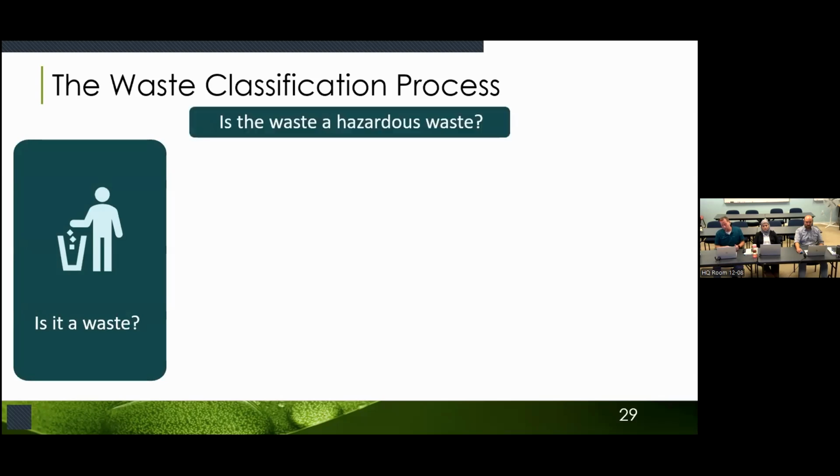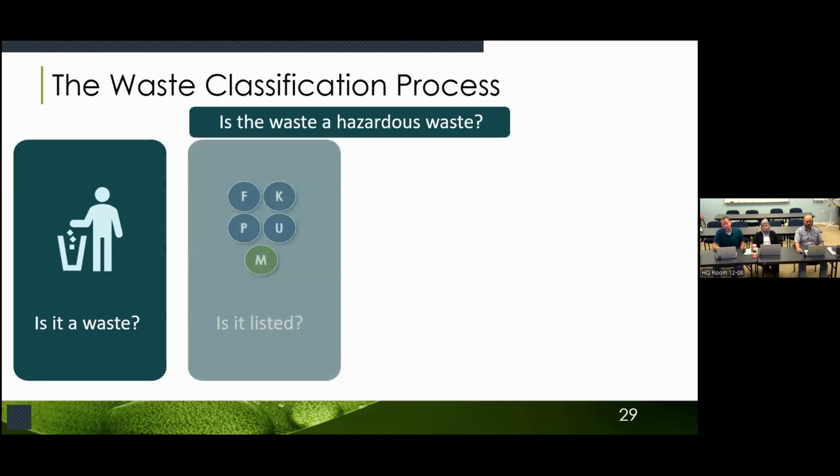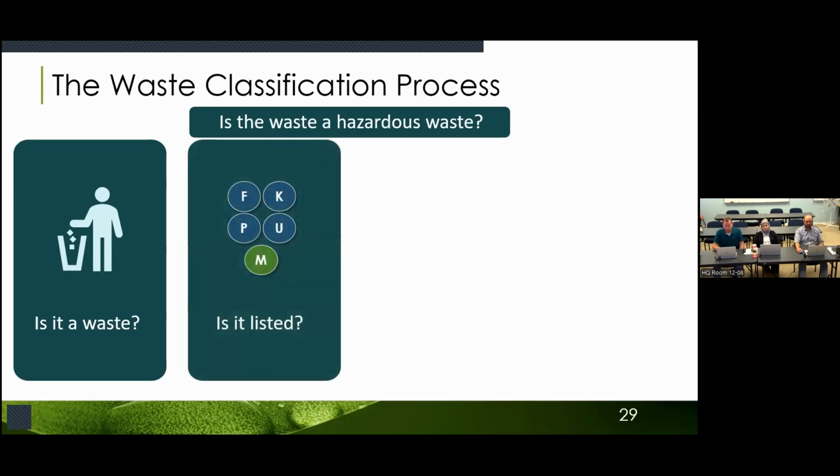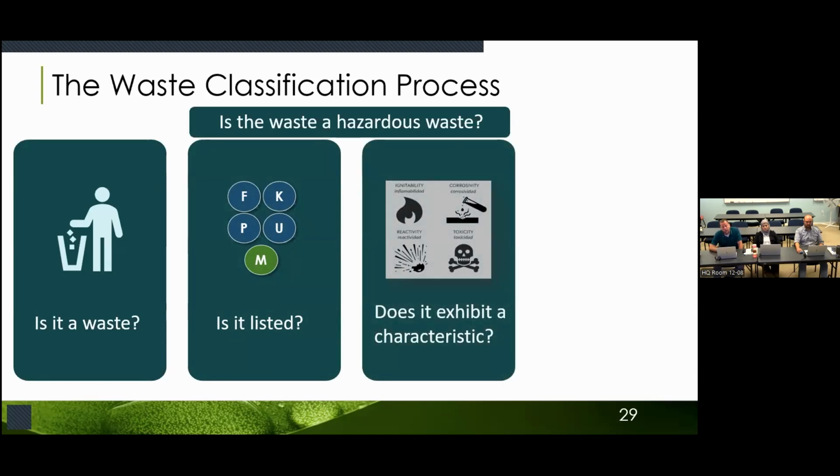If it is a waste, then the next 2 questions will reveal whether it is a hazardous waste. That's because there are 2 ways for a waste to be a hazardous waste. The first of these is if the waste is listed in any of the 4 federal lists of hazardous waste or in California's M list. And the second way is for the waste to exhibit a characteristic of hazardous waste.